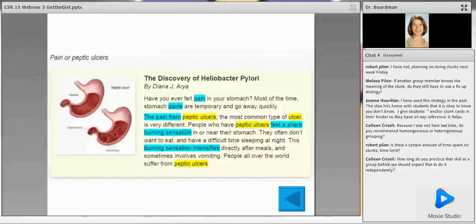So it could be that the kids say, well, some of them think it's pain, some of them think it's peptic ulcers, and that's fine. And one thing to note about the main idea or the gist is there may be gists that are correct, more than one, but there are definitely gists that are incorrect.